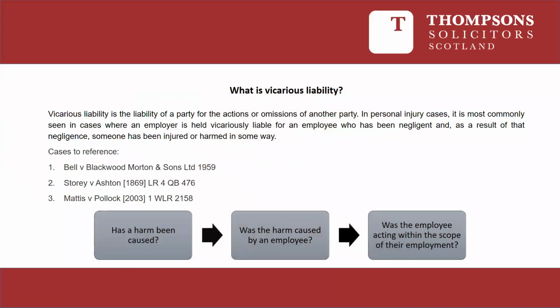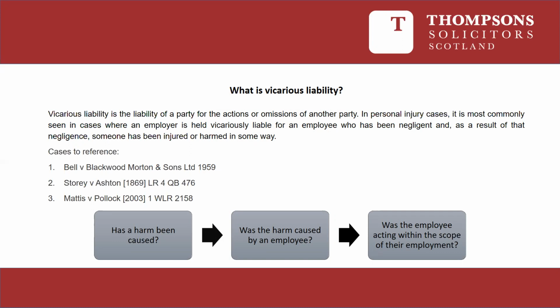Before delving any deeper into the case law, and for the benefit of all of those listening, I'd like to provide a quick refresher on what vicarious liability is. Vicarious liability, in its simplest form, is the liability of a party for the actions or omissions of another party. In personal injury cases, it is commonly seen where an employer is held vicariously liable for an employee who has been negligent, and as a result of that negligence, someone has been injured or harmed in some way. As the case law has developed over the years, this basic principle has been extended to include a variety of situations where it can now apply.